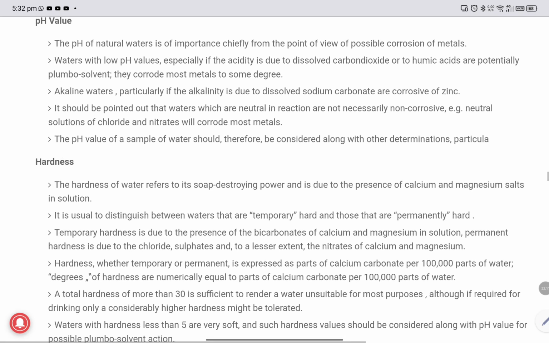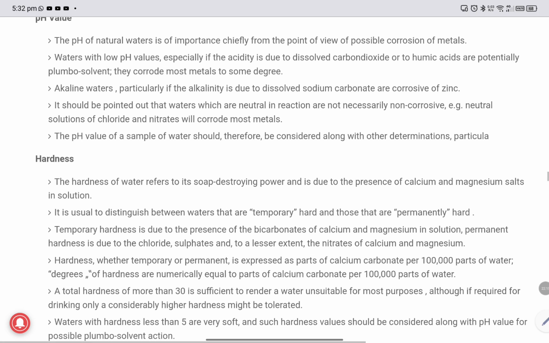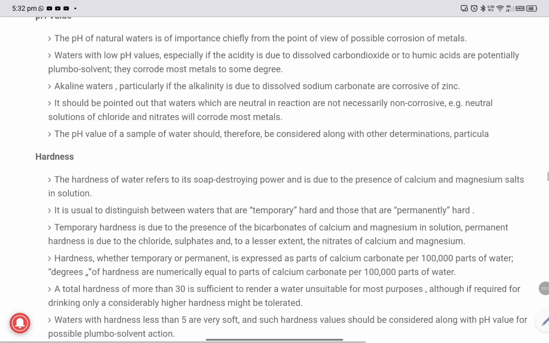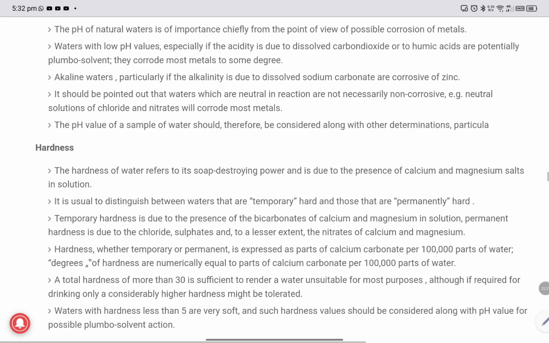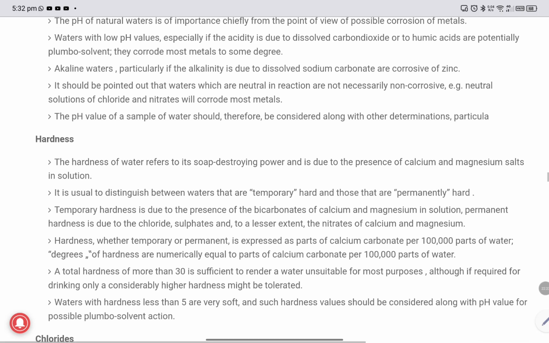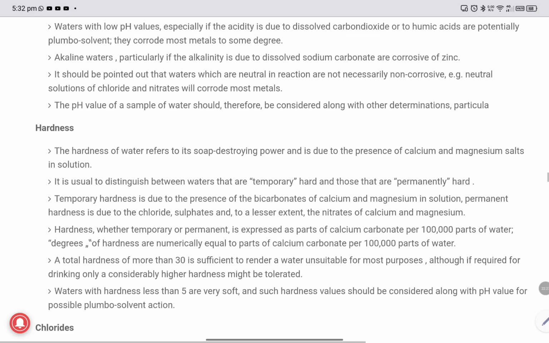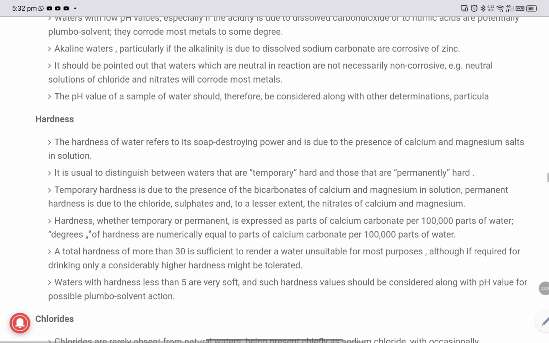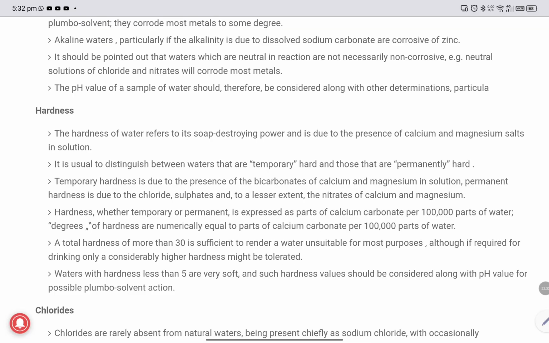It should be pointed out that waters which are neutral in reaction are not necessarily non-corrosive. For example, neutral solutions of chloride and nitrate will corrode most metals. The pH value of a sample of water should therefore be considered along with other determinations. Partial hardness.